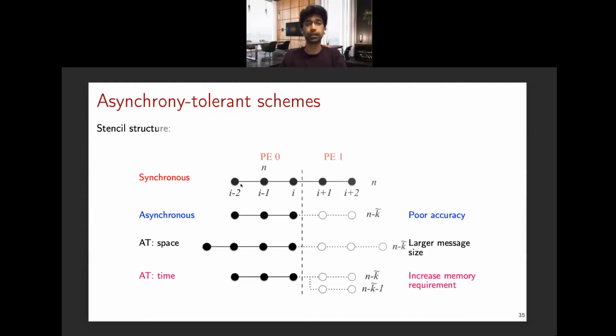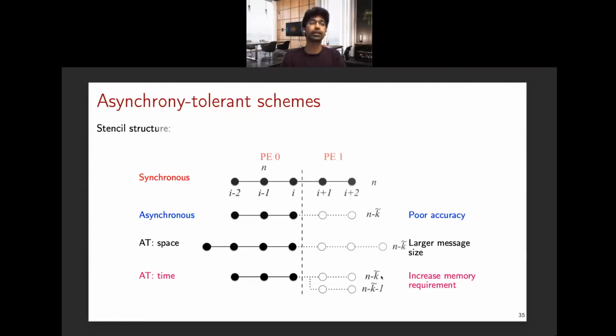When you do the same thing asynchronously, that means there are delays in the values on the right half of the stencil. It will result in poor accuracy, as you have seen in the previous graph. Now, what we want to do is increase the stencil size and remove the terms in the truncation error that are responsible for this degradation in accuracy. So you can expand the stencil in two different ways. The first one is you can add one more stencil point in space, which will result in a 7-point stencil. In terms of HPC, this will result in larger message sizes.